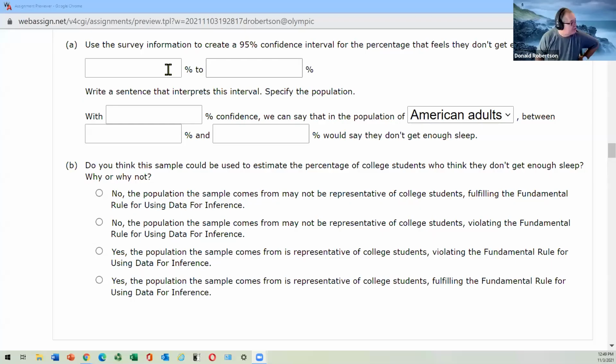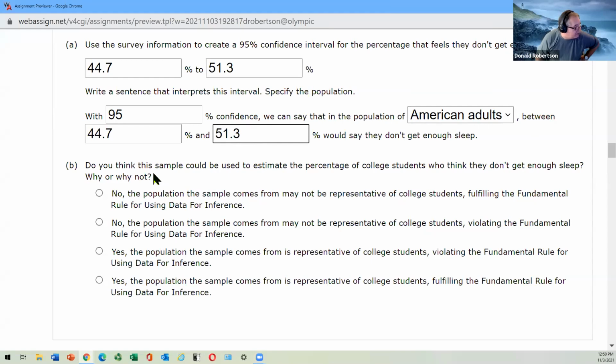Actually, I should be able to return and show you that. Maybe it's easier if you can see it. Okay. So in this question, it was 44.7. And then it went to 51.3%. And with a 95% confidence, all American adults between 44.7 and 51.3.